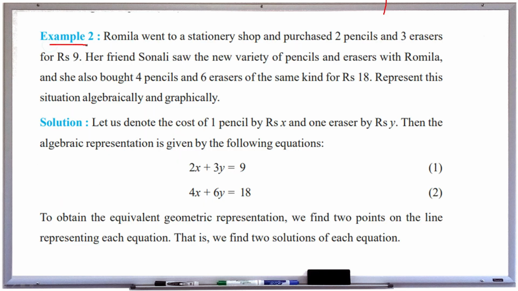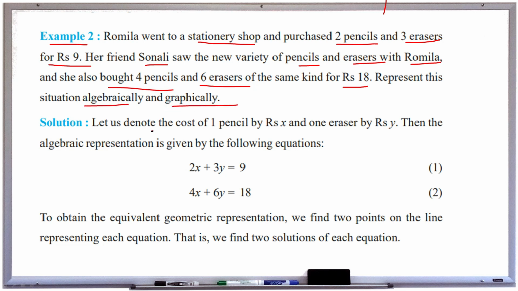Example 2. Romila went to a stationery shop and purchased 2 pencils and 3 erasers for ₹9. Her friend Sonali saw the variety of pencils and erasers with Romila. She also bought 4 pencils and 6 erasers of the same kind for ₹18. Represent this situation algebraically and graphically.